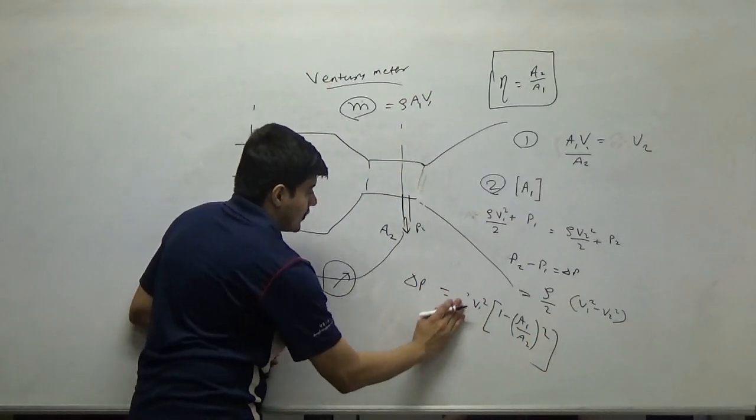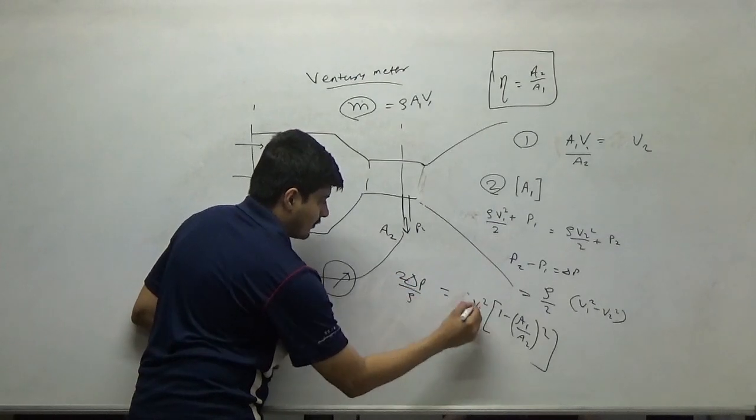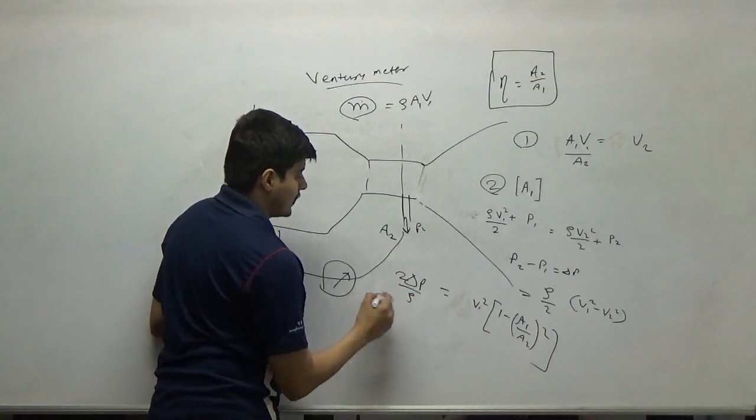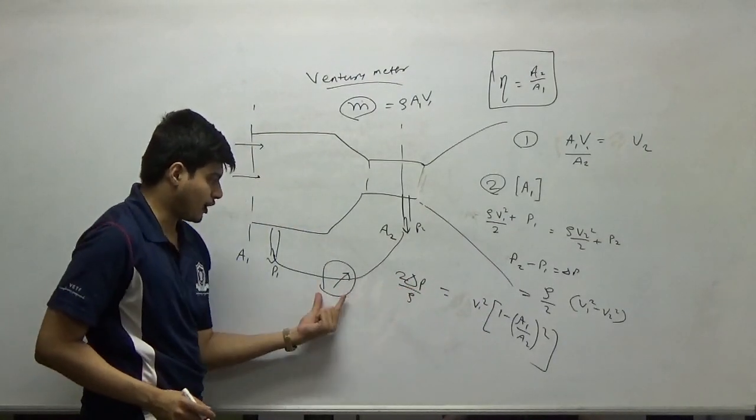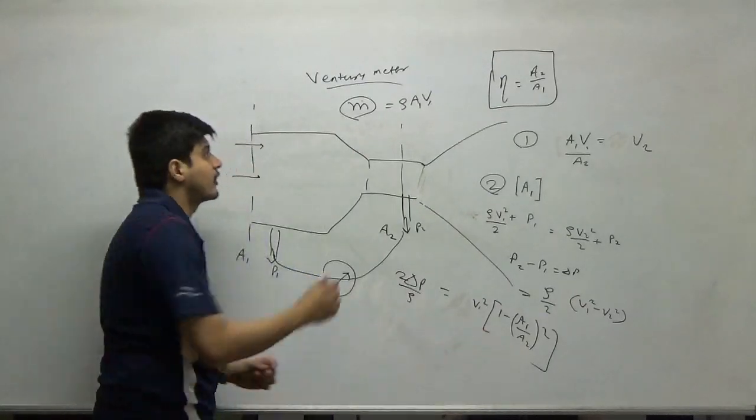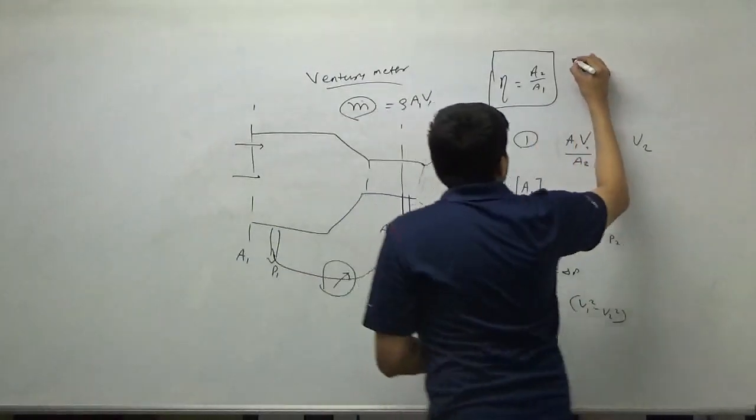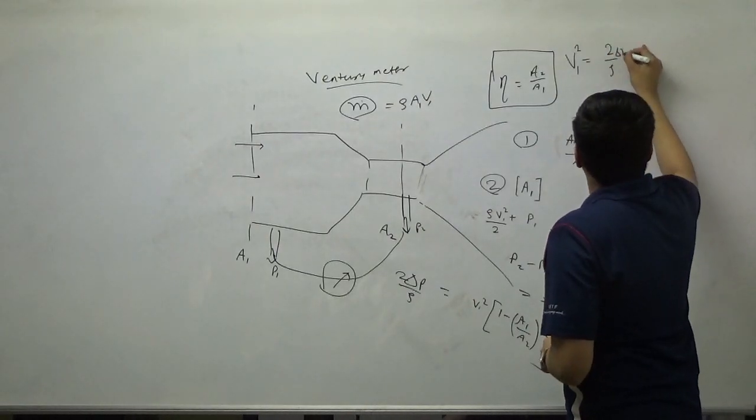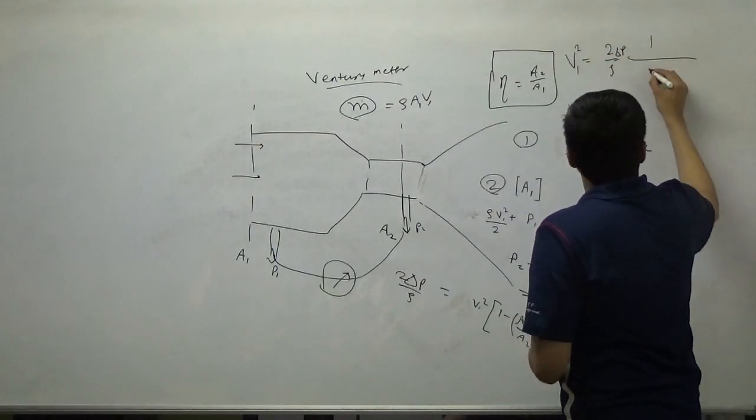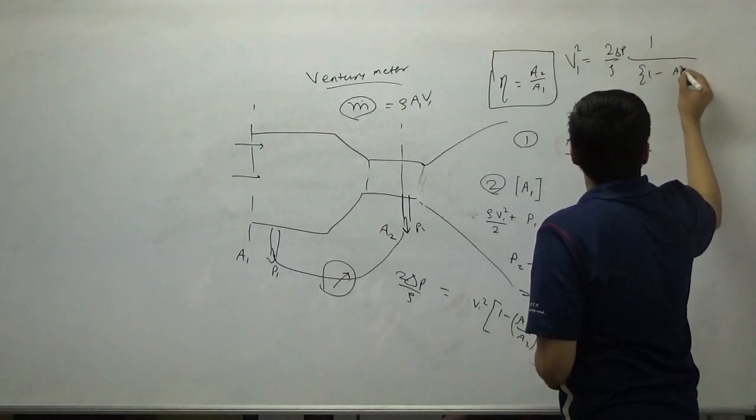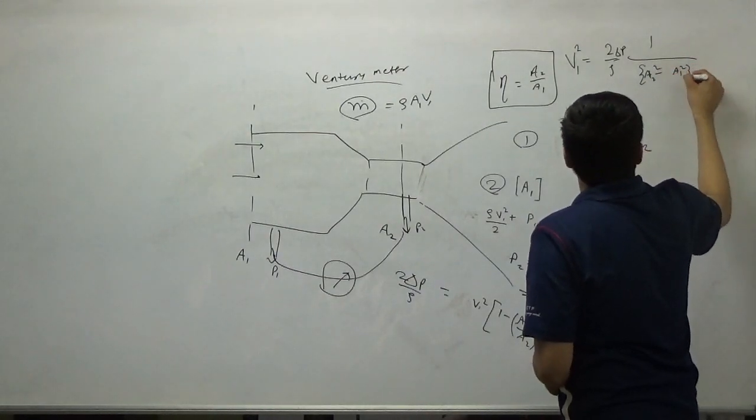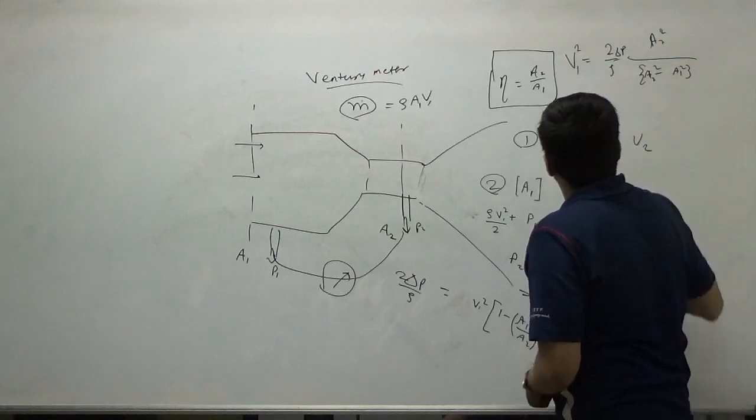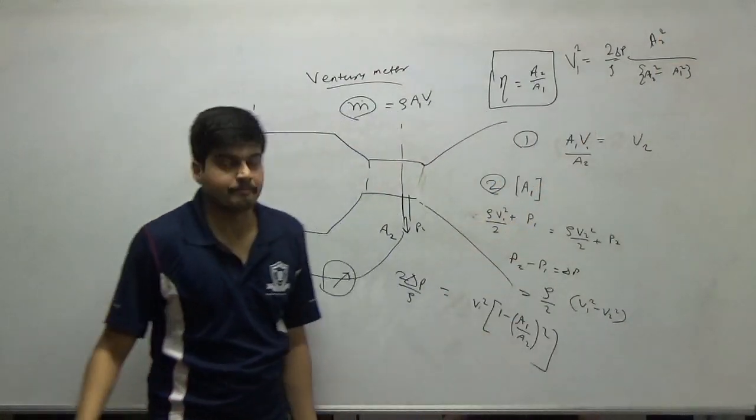What does this tell me? V1 square is simply a function of pressure tap reading, density and this area ratio. So now I can go and take credit here, right? So V1 square is 2 delta P upon rho, 1 upon (1 minus A1 square by A2 square). So I can simplify this like this. So this is my V1.